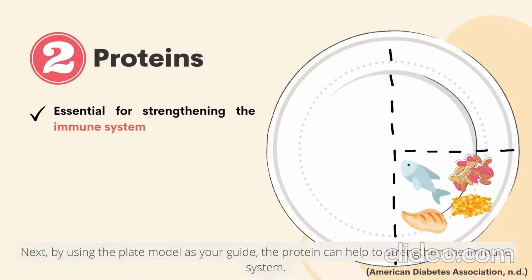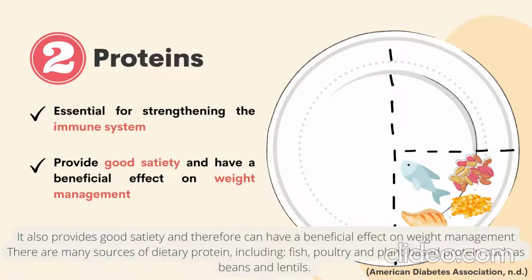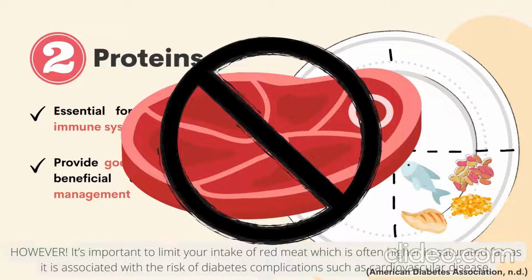Next, by using the plate model as your guide, the protein can help to strengthen the immune system. It also provides good satiety and therefore can have a beneficial effect on weight management. There are many sources of dietary protein, including fish, poultry, and plant-based proteins such as beans and lentils. However, it is important to limit your intake of red meat, which is often higher in saturated fat, as it is associated with the risk of diabetic complications such as cardiovascular disease.